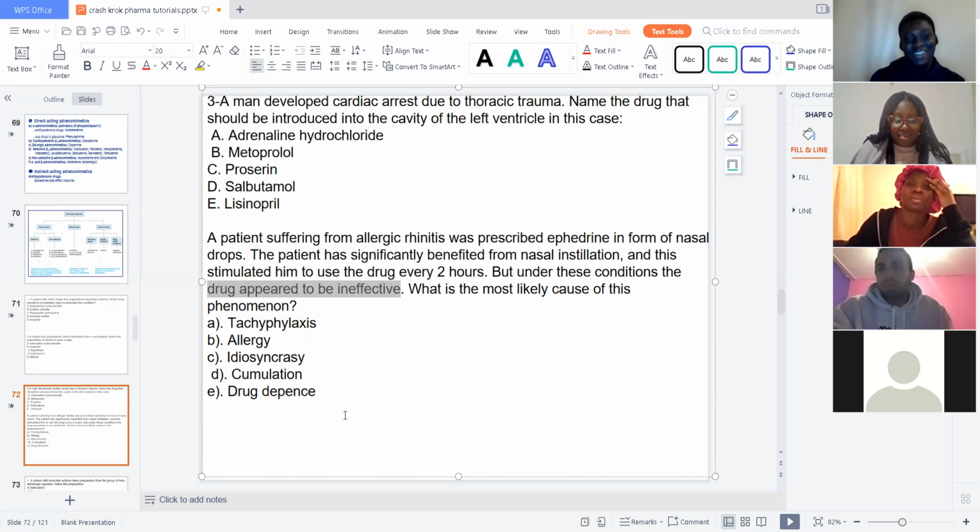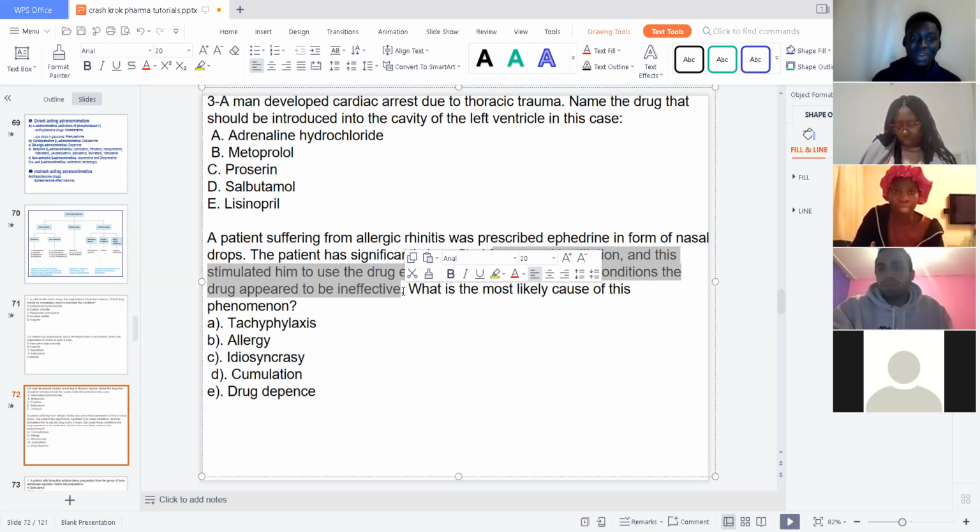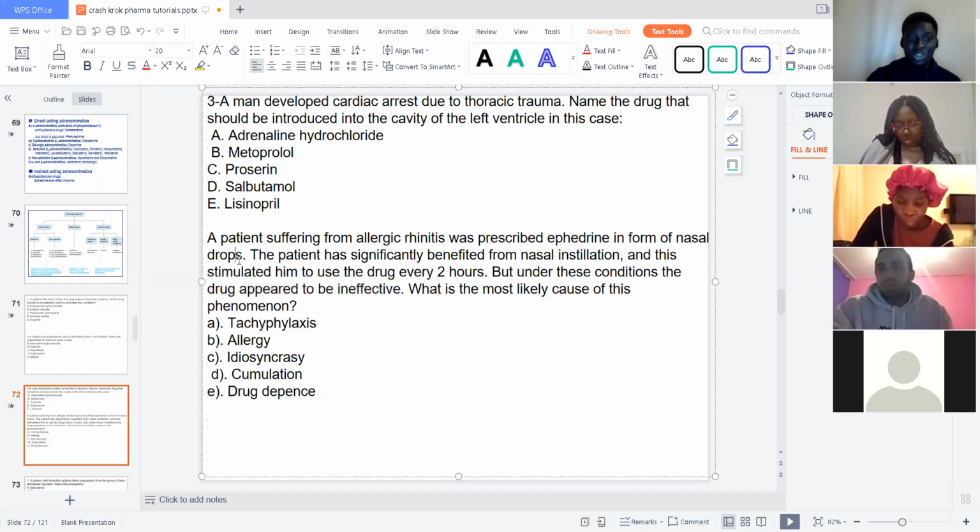Okay, so it's tachyphylaxis. Basically, after the person took the drug, he needed a higher dose for it to become effective. So you can see here that the drug became less effective within a very short period of time. Remember we talked about tolerance and tachyphylaxis. Tachyphylaxis occurs within a short period of time, while tolerance occurs within a longer period of time, from days to months. So in this situation, the person took ephedrine, and after a short period of time, the dose became ineffective. So the answer is tachyphylaxis.